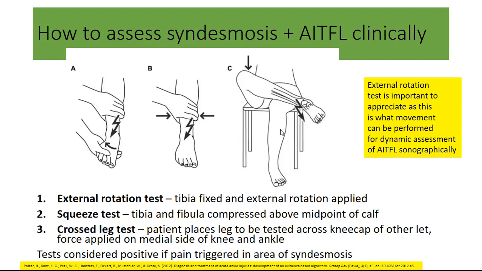We can also check to see if they're getting pain there by squeezing the tibia and the fibula together, more often up in this fleshy part of the calf, and we can do a crossed leg test, where you put the fleshy part of the calf over the thigh here, and then you push down on the ankle, and you see if they get any pain in the region of the AITFL. And that sort of gives you an idea if there's pain or a bit of laxity going on in that area.